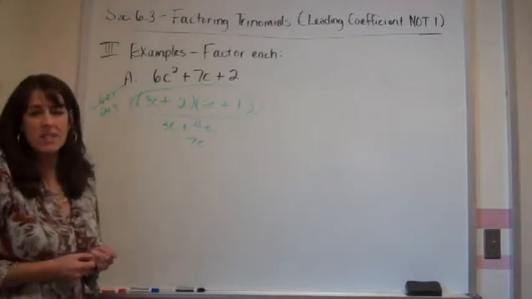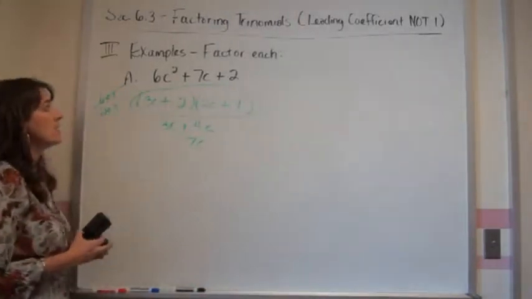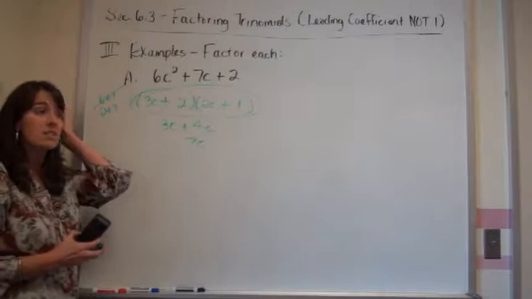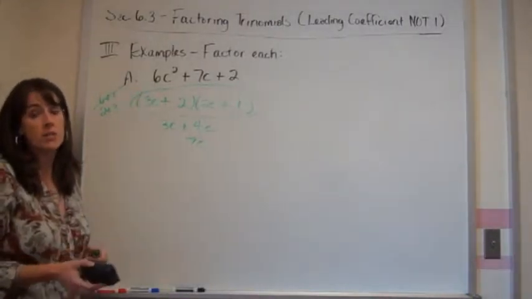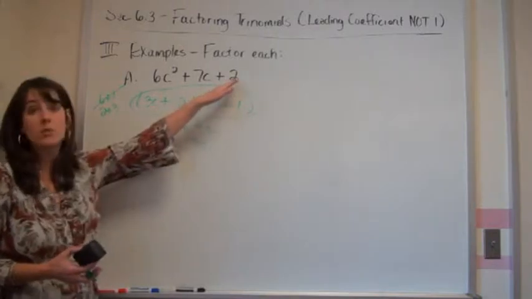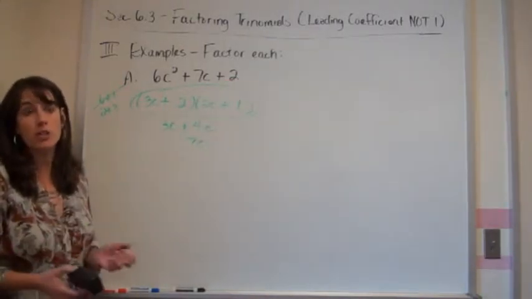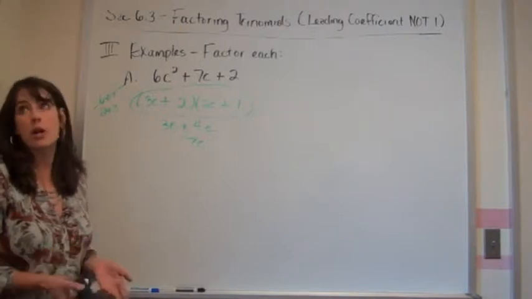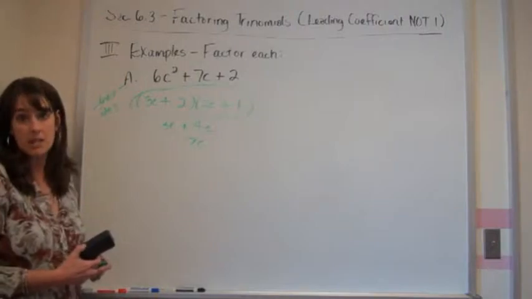Now, that wasn't too bad for guess and check, but imagine if this 6 was a whole lot bigger. Let's say that it was a 20. 20 could split up as a 20 and a 1, a 2 and a 10, a 4 and a 5. Let's say this was a 48. That could split up as a 48 and a 1, a 24 and a 2, a 6 and an 8. So many combinations that you could do. Imagine all the guesswork that could be done.